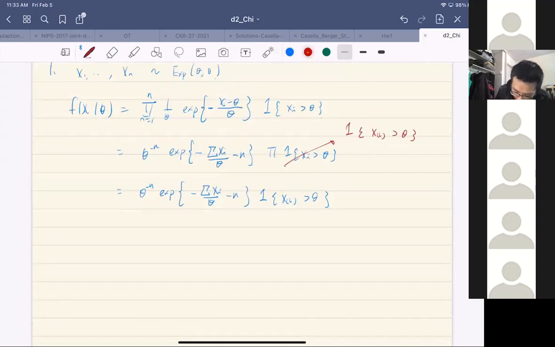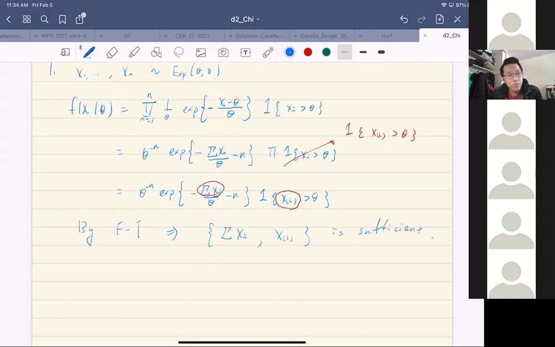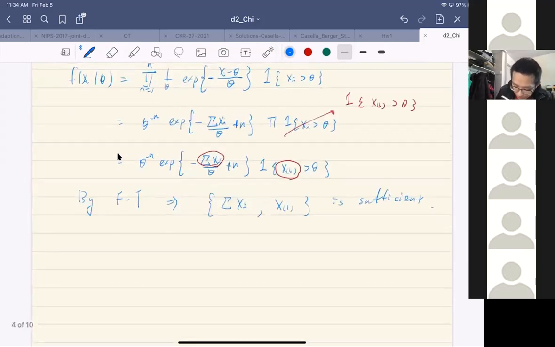And you can think that this is a function of this one and this one. So we can use the factorization theorem. We can show that the minimum is sufficient. Oh yes, sorry, it's Pearson. Thank you. Okay, so this is sufficient.